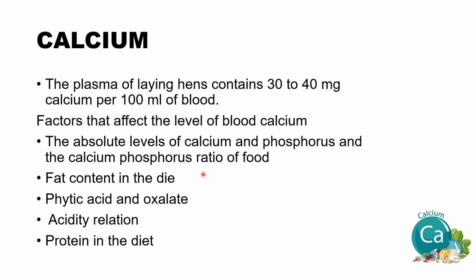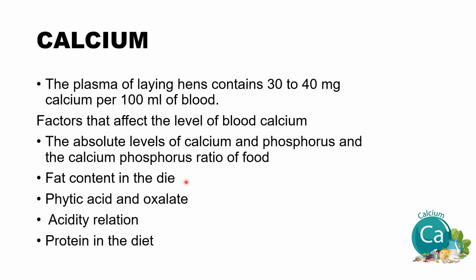Yung calcium phosphorus ratio on the food, yung recommended na calcium phosphorus ratio in the food is around 1:1. So, meaning 1 milligram of calcium, dapat 1 milligram rin na phosphorus yung iti-take mo. Or, pwede ring 2:1. So, 2 milligram na calcium yung iti-take mo, dapat may iti-take ka na 1 milligram of phosphorus.